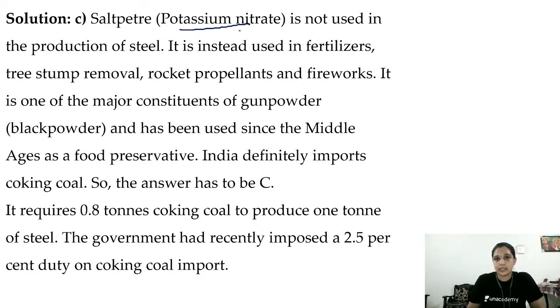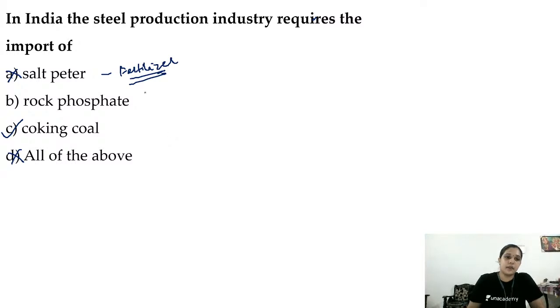Yesterday also we saw saltpeter, which is used in fertilizers, tree stump removal, rocket propellants and fireworks. It's one of the major constituents of gunpowder. It's also called black powder. In the Middle Ages it was used as a food preservative. Now do you know why the British exported saltpeter from India? Yes. Fine. So here I'm readily eliminating the first option. If I eliminate the first option, D will go because all the above cannot be the answer. So rock phosphate, no. Coking coal will definitely come.